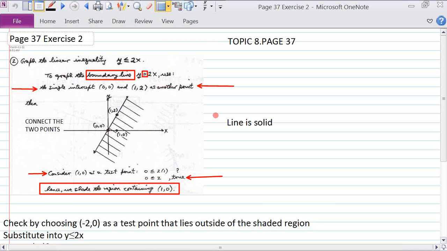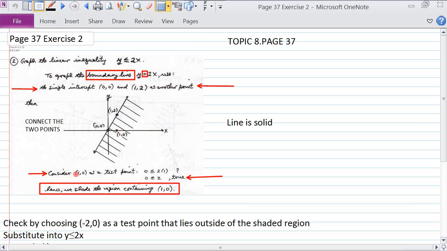Now, the line is solid because there's an equal sign in there. So we make that solid. If there's no equal sign, the line has to be dotted. And now we're going to test (1, 0) as a test point, because we know (1, 0) lies clearly on one side of the line. X is 1 and y is 0. It lies along the x-axis. We can see that it clearly lies on one side of the boundary line, although we don't know that it's shaded yet.